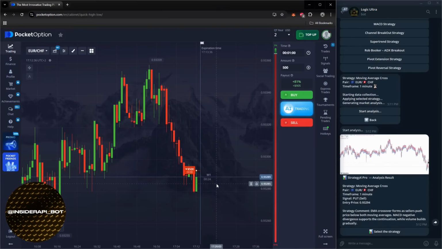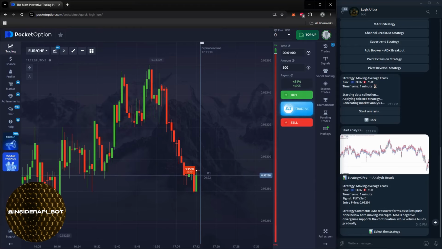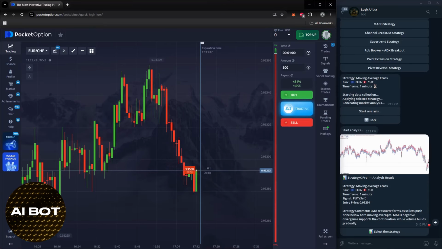And there it is, sell position. I'm going to place $500. And let's see. EMA crossover forms as sellers push price below both moving averages. MACD negative divergence supports the continuation while volume builds gradually.